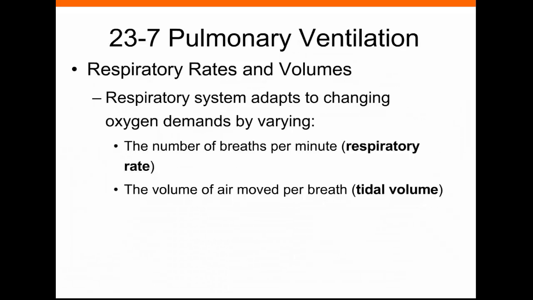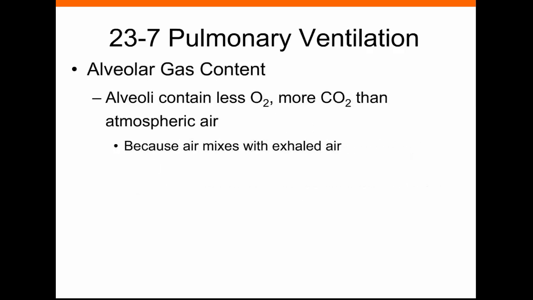Respiratory rates and volumes. The respiratory system adapts to changes in oxygen demands by varying the number of breaths per minute, the respiratory rate, and also the volume of air moved in and out in each breath. That's known as the tidal volume. So when we look at alveolar gas content, the alveolar air contains less oxygen and more carbon dioxide than atmospheric air, which is a bit strange, but it's because the air mixes with the exhaled air. So when you breathe in and breathe out, there's always a mixing of the inhaled and the exhaled air. So it contains less oxygen and more carbon dioxide.